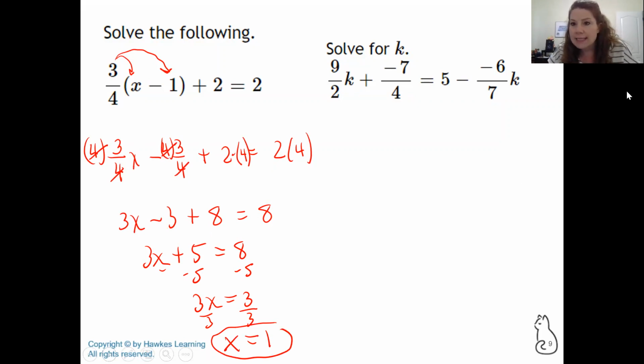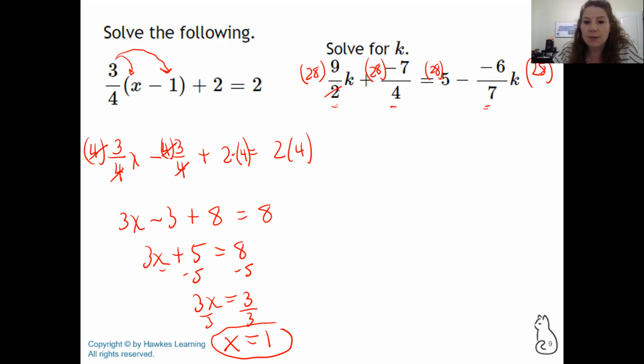All right, on the right side, I got all kinds of denominators. So I'm thinking of the least common multiple of 2, 4, and 7. So I know 7's multiples are 7, 14, 21, 28. So that's what we're going for, 28. 28 can be divided by 2, 4, and 7. 28. Don't forget that little 5 times 28. All right, so 2 divided by 2 is 1.